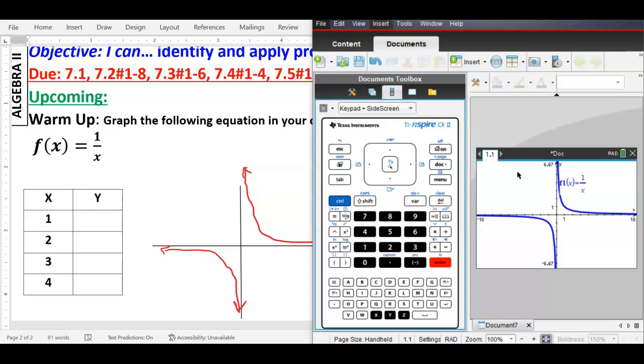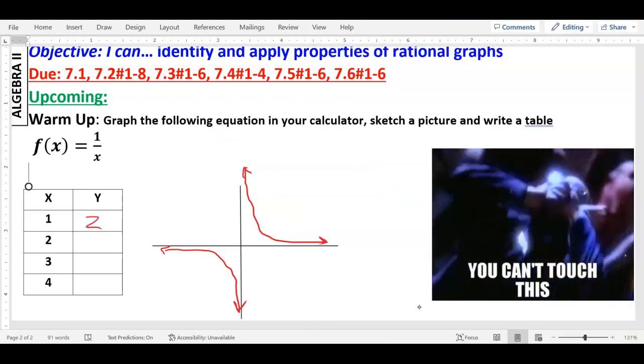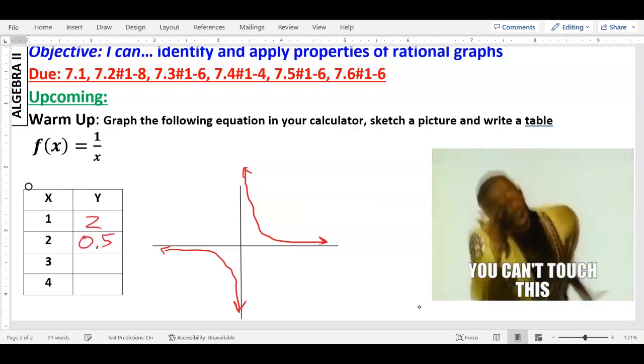Any other questions or requests? I'm trying to say the word. All right, here we go. Control T, get a table. And let's go and fill this in. 1, 1, 2, 0.5, 3, 0.333.